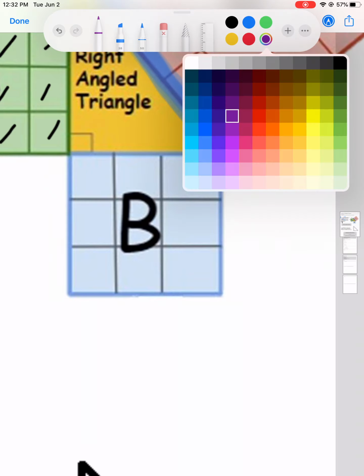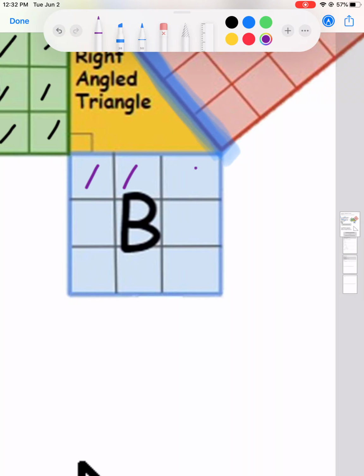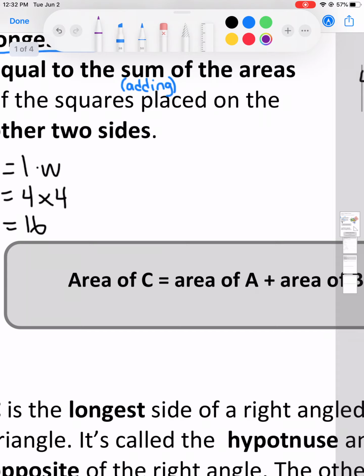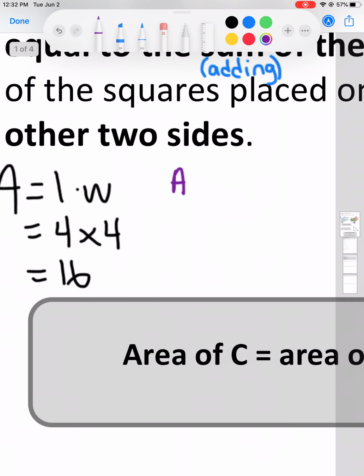Now let's do it again for B. Let's use a different color. So we've got 1, 2, 3, 4, 5, 6, 7, 8, 9. Or we can look at it as 3 by 3, 1, 2, 3, 1, 2, 3. So area is equal to length by width, which is 3 by 3, which is 9.